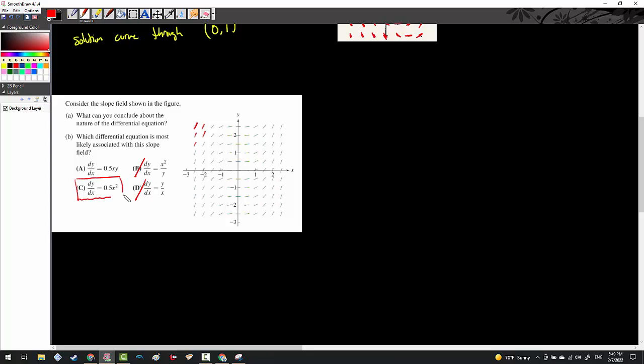But let's take a look at why A would be wrong. If it's 0.5xy, then any place where y is negative but x is positive, you're going to end up in this weird situation where you have a negative slope. In quadrant 4, your x values are positive but your y values are negative. But look at what the slopes are doing here. They're all positive, which means this definitely cannot be the one. So hopefully that makes sense in terms of matching slope fields with differential equations.